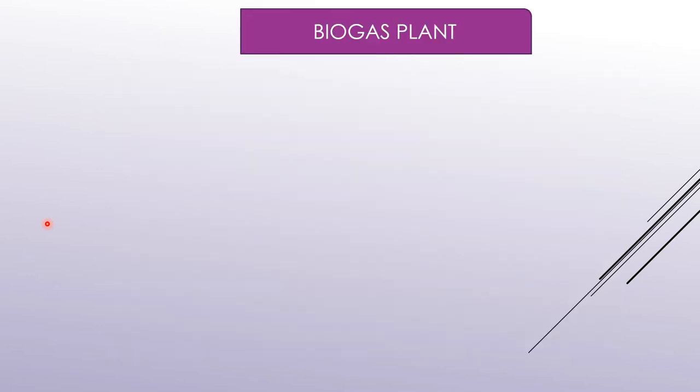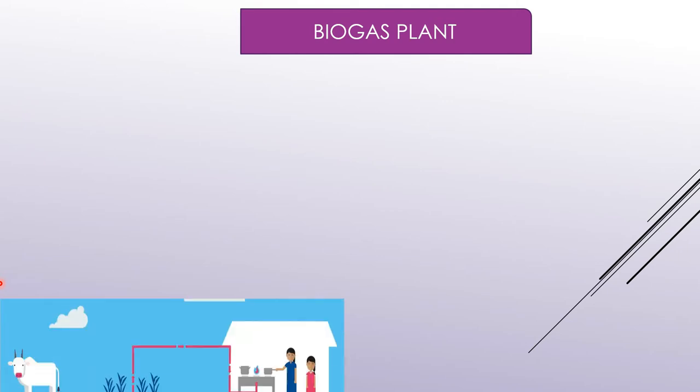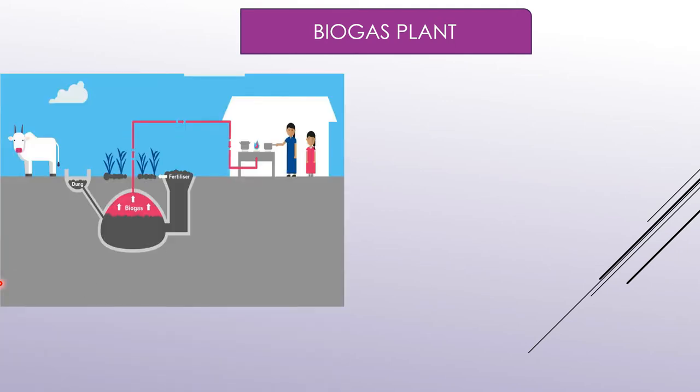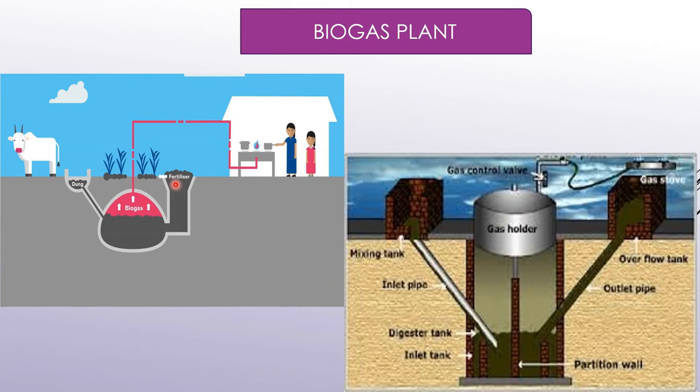Now what is a biogas plant? The biogas plants we have been studying since the secondary section. Yes, this is the biogas plant where cow dung, especially cow dung, is sent into this biogas plant. Once the gas has been released, it is sent for lighting, and the leftover can be used as a fertilizer. Let's see and understand what is the main or the basic protocol for this biogas plant.